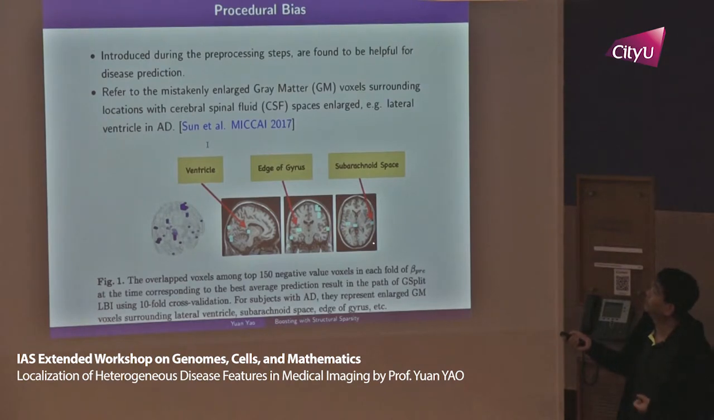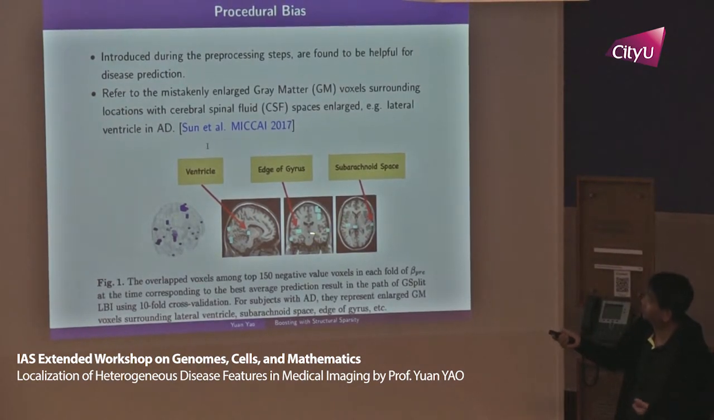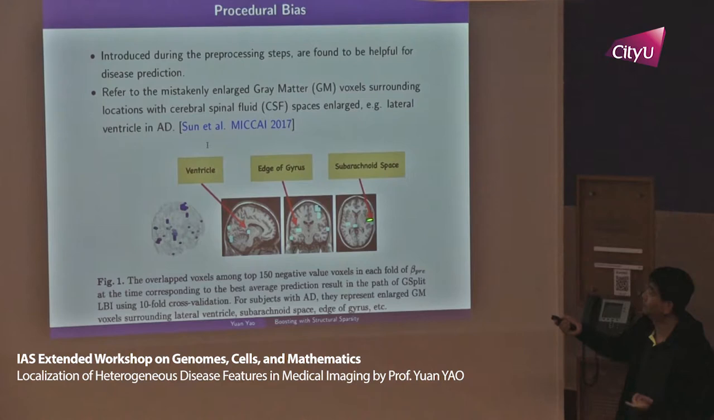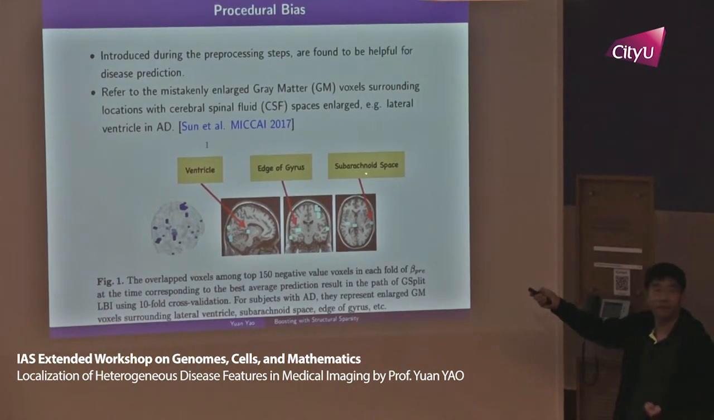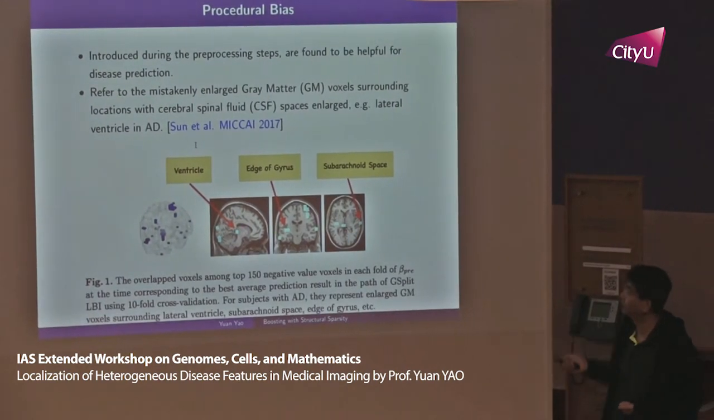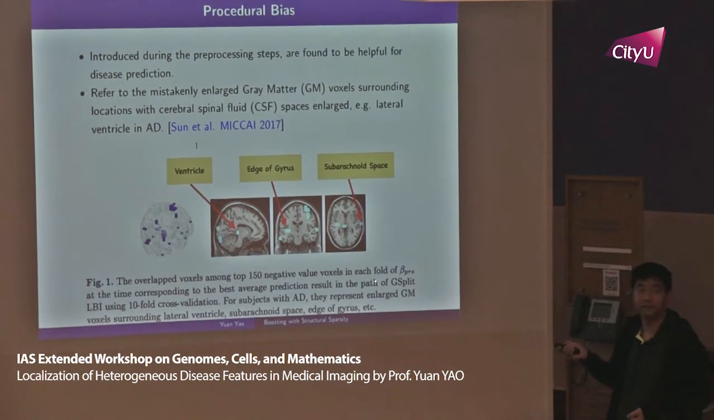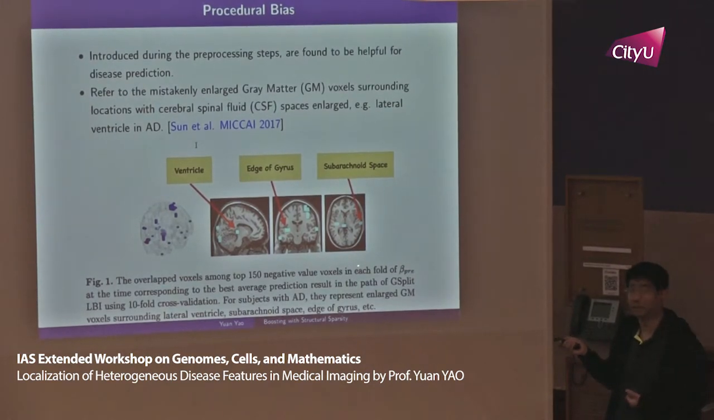So when the gray matter shrinks, the CSF will tend to fill in those locations and make them enlarge. That's a sophisticated procedure in the pre-processing of the image, but it gives you wrong information, saying that the gray matter intensity is enlarged. So for doctors, these are not good indicators; they are not the true lesion features. But in the data analysis, they are very crucial, as you will see later; they significantly improved the classification accuracy. And these features are of a very different nature.